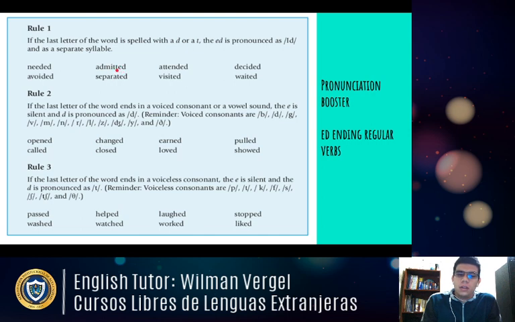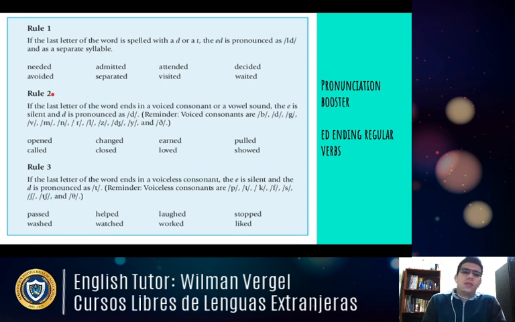In this case, we change the t by an r sound because it is in between 2 vowels. Separate. Okay, pay attention to this. Even though the verb separate ends in e, the e is not pronounced. So we pronounce t, we say separate, and so the past must be pronounced separated. Attend ends in d, we say attended. Visit, visited. Decide, decided. And wait, waited. Once again, the t is pronounced as r in American English because the t is between 2 vowels.